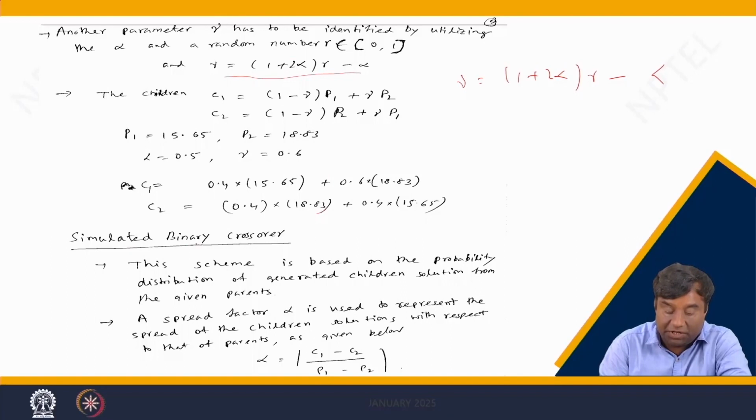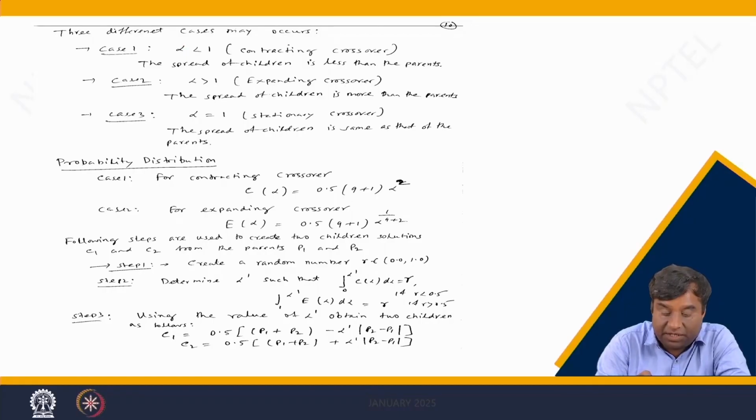So now another crossover technique is simulated binary crossover. This scheme is based on the probability distribution of generated children solutions from the given parents. A spread factor alpha is used to represent the spread of the children solutions with respect to the parents, as given below. So alpha is equal to the mod of (C1 minus C2) by (P1 minus P2). Three different cases may occur: alpha less than 1, that is contracting crossover, the spread of children is less than the parents. Case 2, alpha greater than 1, expanding crossover, the spread of children is more than the parents. Case 3, alpha equal to 1, that is stationary crossover, the spread of children is the same as that of the parents.